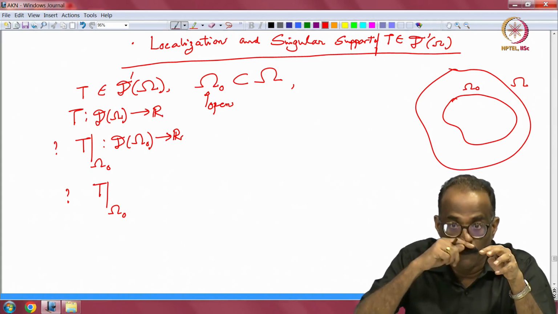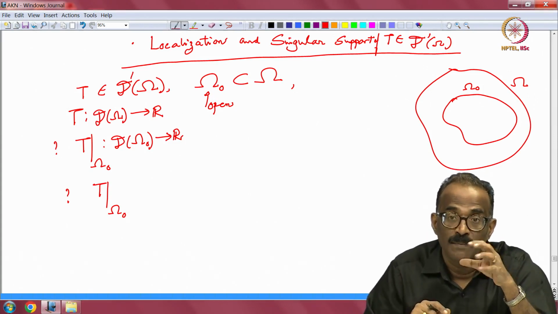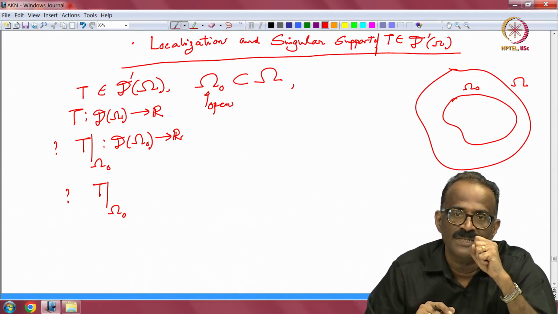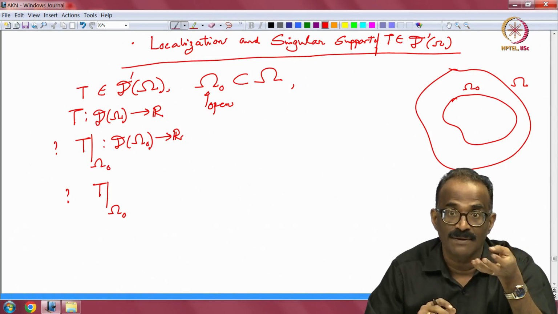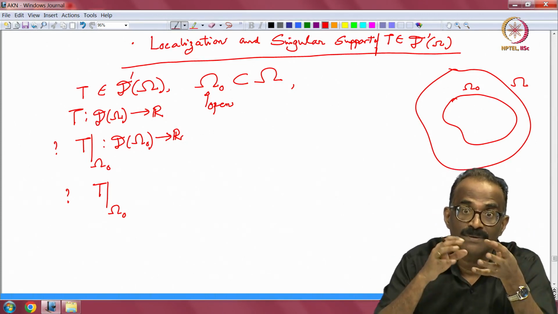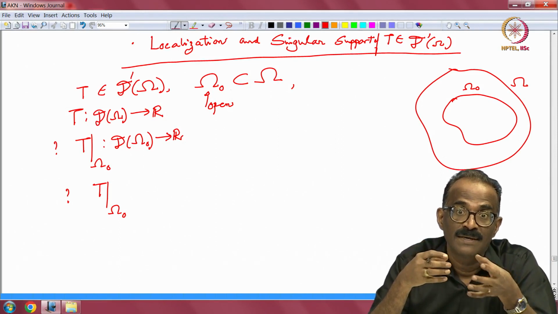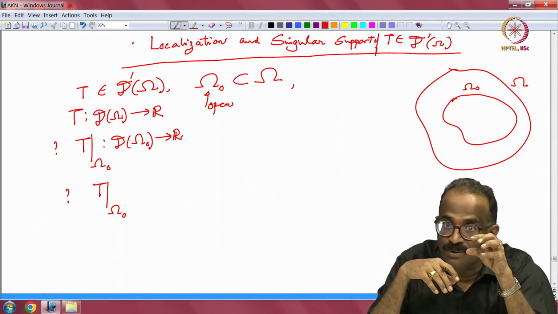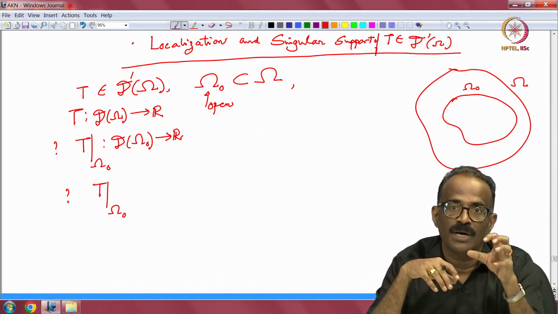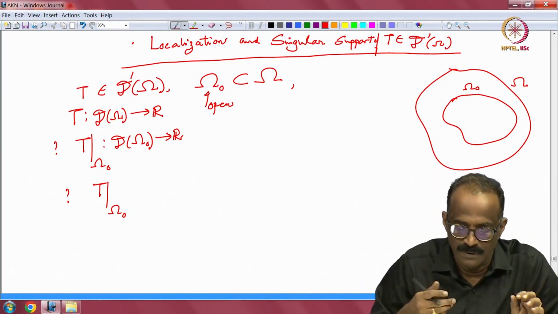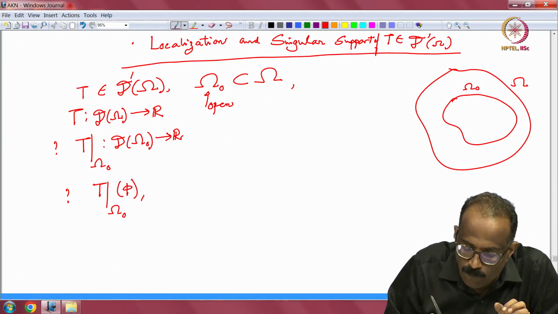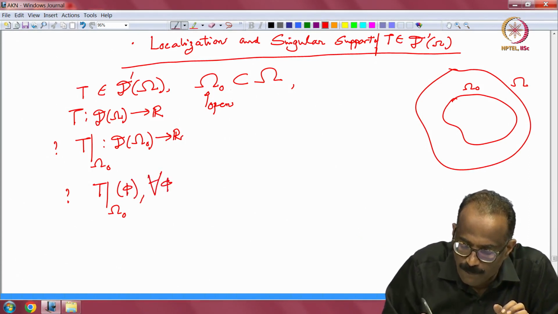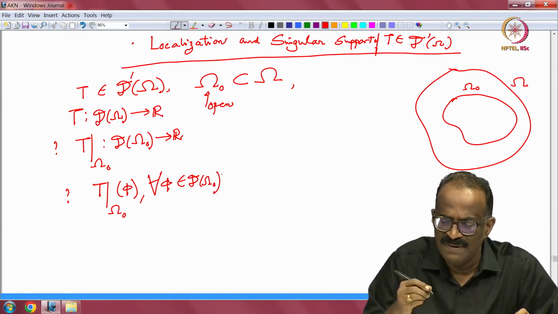Of course you can define that naturally, because this is important in PDEs: when you are studying them, you always deal with local solutions, not global solutions. So you have to understand distributions locally, and then you have to patch them. So I have to define T restricted to omega for all phi in D of omega naught. That is very natural.